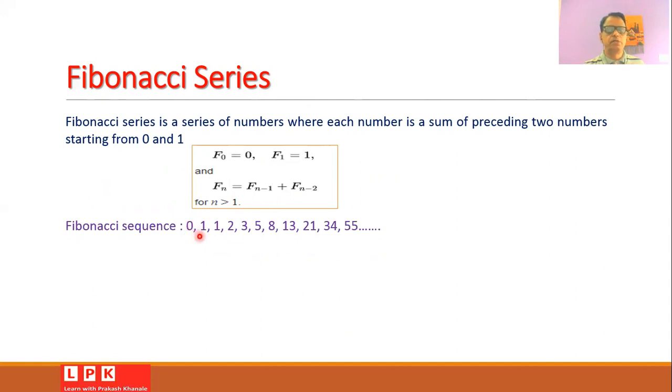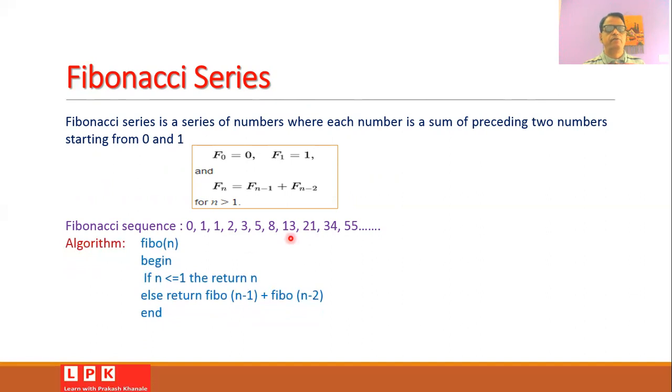So the Fibonacci sequence can be of this form. The first number is 0, the second number is 1. Then the third number is 0 plus 1, that is 1. The fourth number is 1 plus 1, that is 2. Then 2 plus 1, that is 3. Then 2 plus 3, that is 5. 5 plus 3, that is 8. Then 8 plus 5, 13. And in this way, we can generate infinite Fibonacci numbers. So we can easily write down the algorithm for the generation of the Fibonacci numbers.